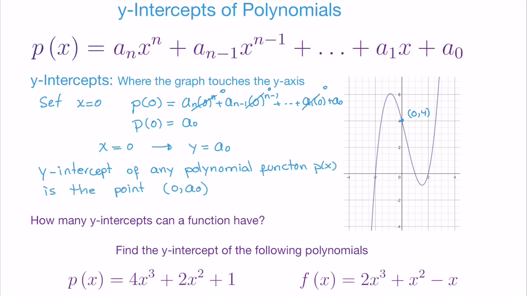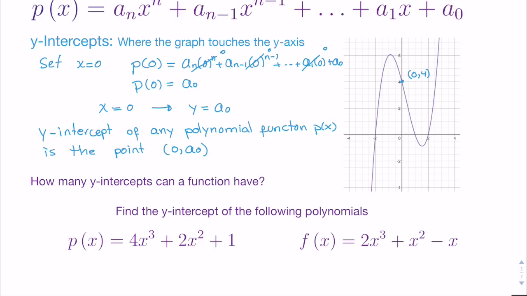Look at the following question. How many y-intercepts can a function have? Can you answer that? Yep, only one. Otherwise, we would not have a function. So it is very easy to find y-intercepts because you only set x equals 0. So the only thing you have to find is p of 0, which in this case is just 1, because when you plug in 0 here and here, you get 1. So the y-intercept is (0, 1).